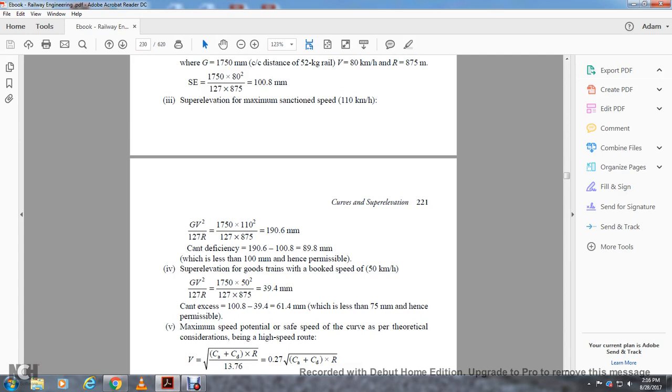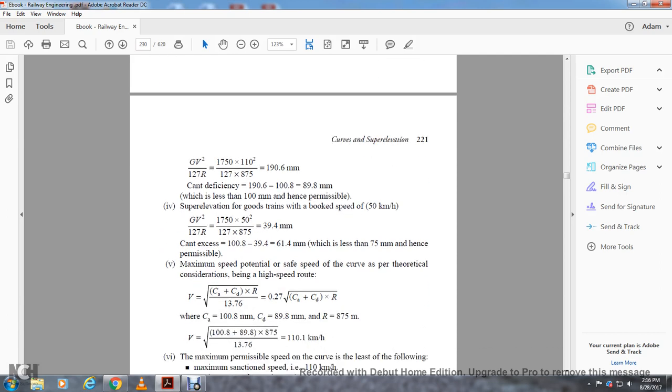Superelevation for goods trains at the booked speed of 50 kilometers an hour is G V squared divided by 127 R, which is 1750 times 50 squared divided by 127 times 875, equal to 39.4 millimeters. Cant excess for goods trains equals 108.8 minus 39.4, which is 69.4 millimeters, which is less than 75 millimeters. Hence permissible. The maximum permissible speed, the safe speed for the curve per theoretical condition, is calculated next.